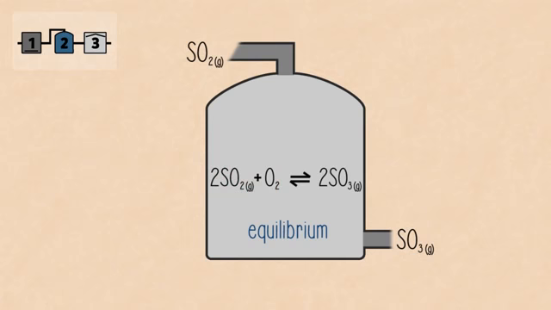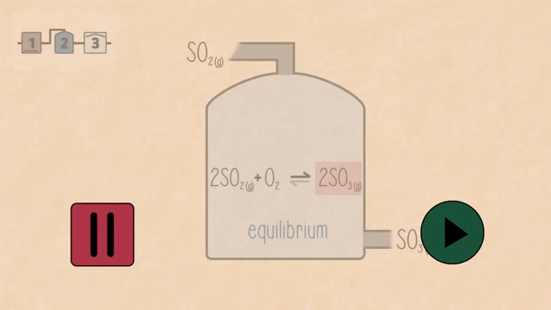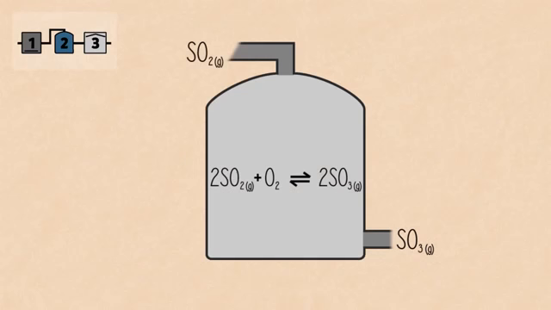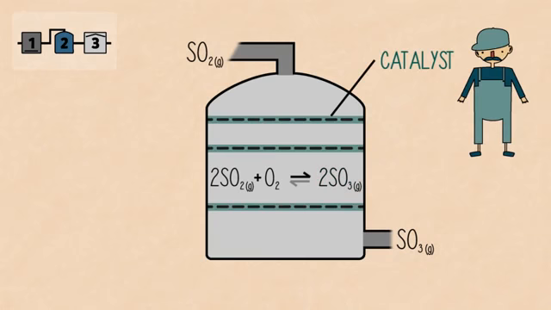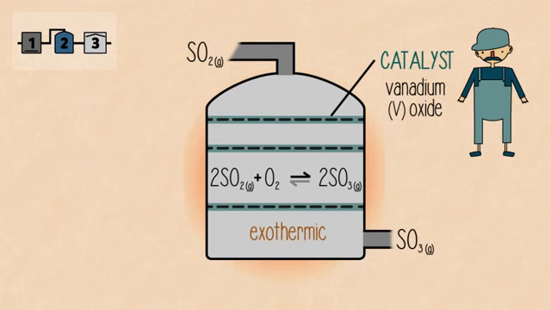What can be done to this process to speed it up and to force the equilibrium into forming more sulfur trioxide? Pause the video and continue when ready. This reaction can be sped up to form sulfur trioxide by adding a catalyst, vanadium oxide. This is an exothermic reaction, which means it gives out heat. Usually, this means that the formation of sulfur dioxide, the backward reaction, would be favoured at higher temperatures.